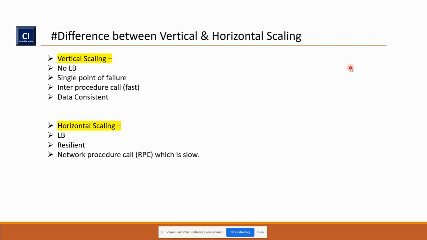Data is very consistent in the vertical scaling. Why? Because the user directly connects to the server and the server connects to the backend database, whatever it is. But in horizontal scaling, what happens? You are connecting to the load balancer and the load balancer connects to the backend server. What if the backend server goes down or there is any network disconnectivity between the load balancer and the backend server? In this situation, you can feel a bit of inconsistency. But it is rare.